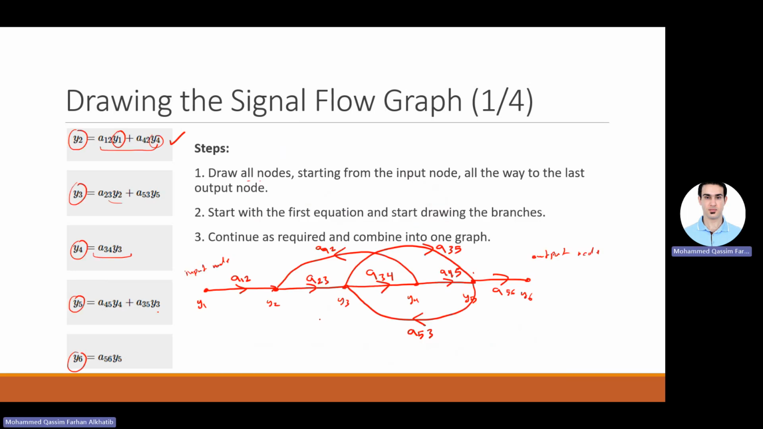Where? Which equation? This one? This one? Y2 is this one, and coming from Y4 is the opposite, yeah. Yeah, the plus.